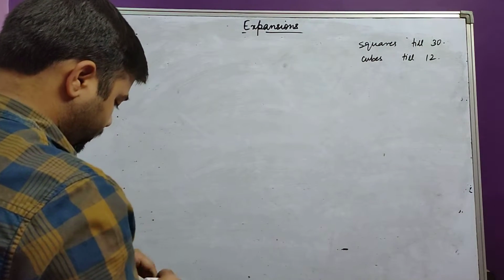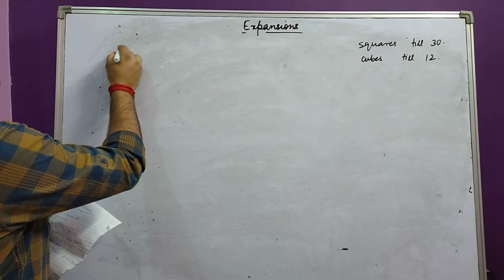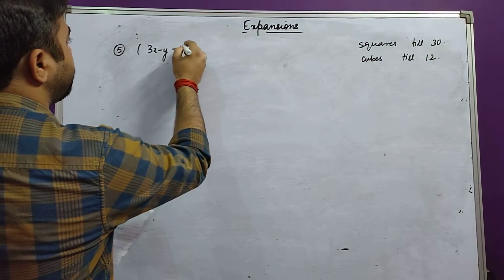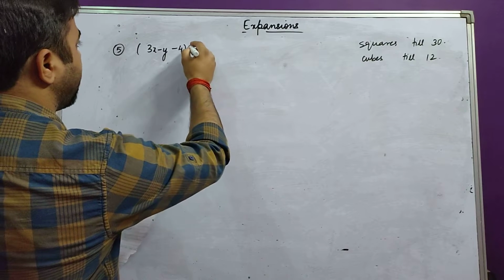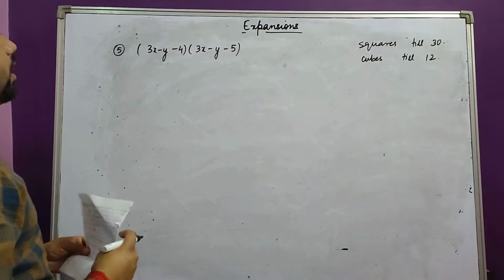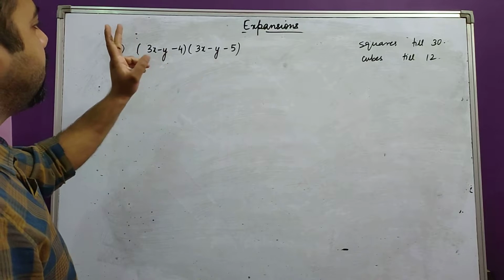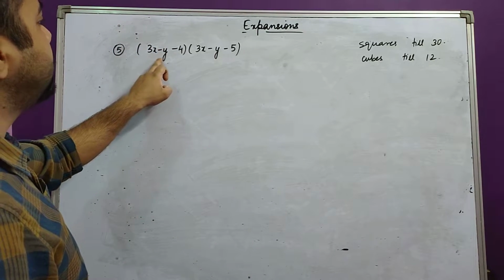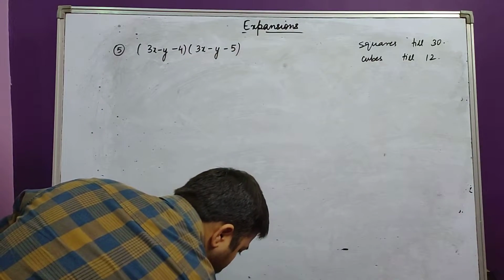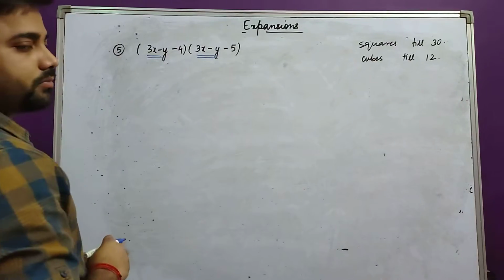Now we have the fifth question. Let us see what the question says. Fifth question. The question says it over here, 3x minus y minus 4 within the first bracket, and in the second bracket we have it over here, 3x minus y minus 5. Let us see how we have to proceed further over here. As we can see in both of the brackets, there are two similar terms. 3x minus y is common in both of the terms. Okay, 3x minus y is common in both of the brackets.